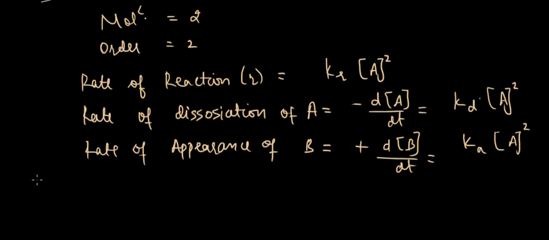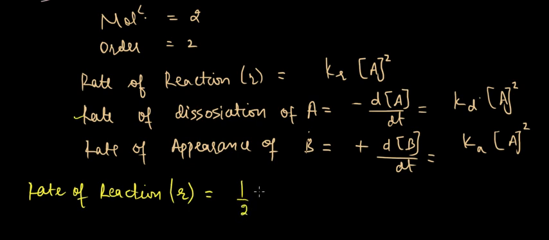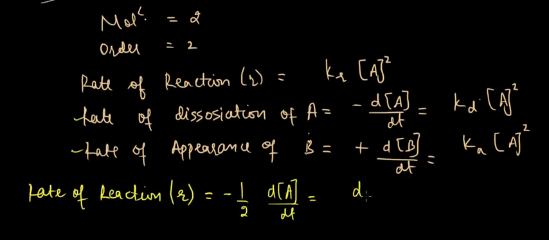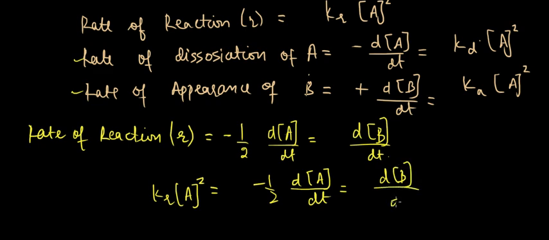Now we know that rate of reaction, or small r, is equal to rate of dissociation of A divided by the stoichiometric coefficient of A. Stoichiometric coefficient of A is 2 in this case, hence it would be half of minus dA by dt. Similarly, it would be equal to rate of appearance of B divided by the stoichiometric coefficient. Stoichiometric coefficient of B is 1, so it would be simply dB by dt. So from this we can write that Kr times A square would be equal to minus half dA by dt, and this would be equal to dB by dt.